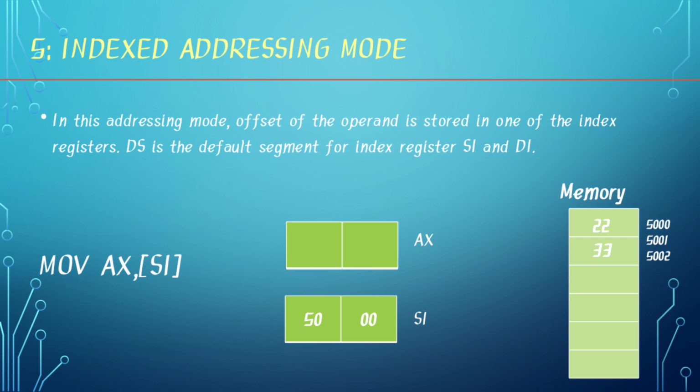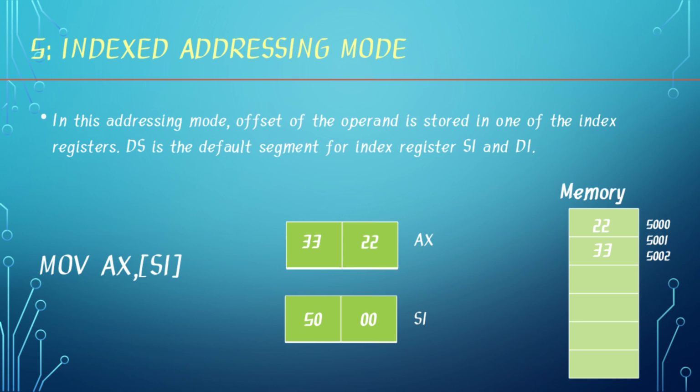Here is one example: MOV AX, [SI]. Before that, the AX register is empty. The SI index register has the address 5000. Locations 5000 and 5001 have some data. That data is moved to the AX register after this instruction is executed.